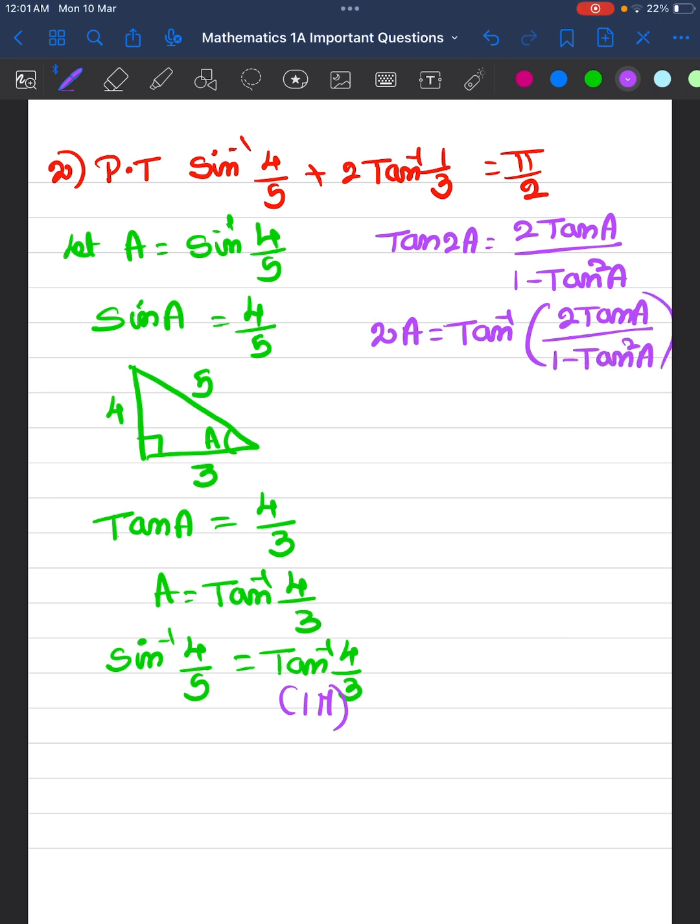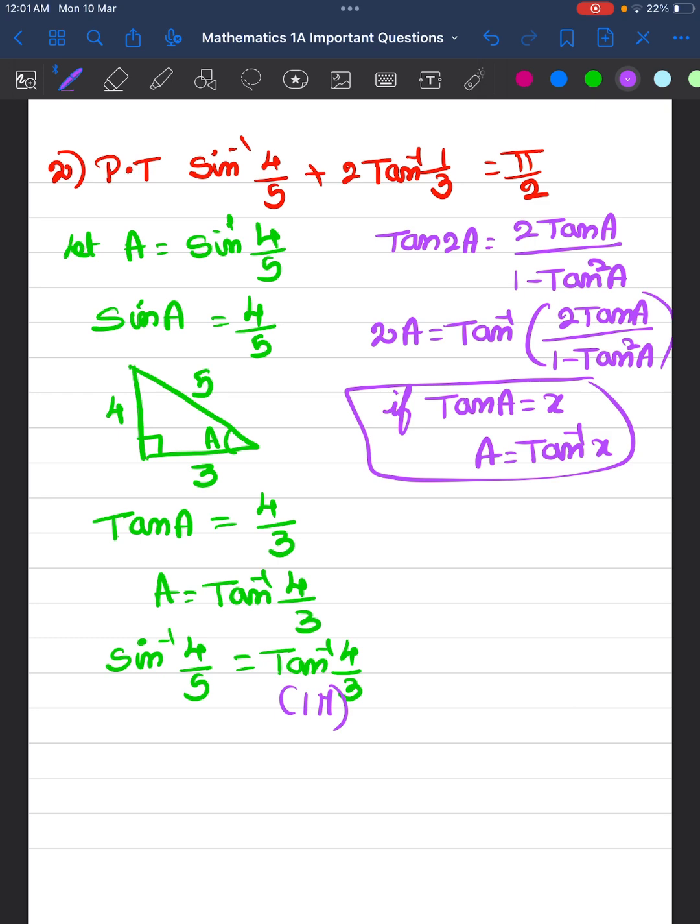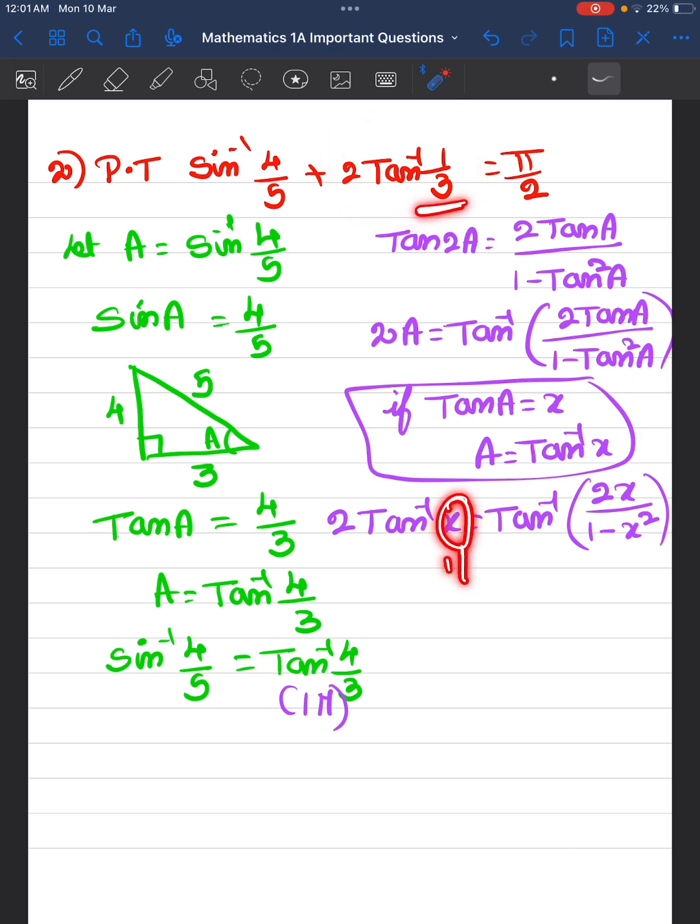So if tan A is equal to x, if I substitute tan A equal to x, A can be taken as tan inverse x here. So what happens? 2 into A, 2 into tan inverse x is equal to tan inverse of 2 tan A by 1 minus tan square A. I am replacing tan A with x, so 2 tan inverse x formula is tan inverse of 2x by 1 minus x square. Here in the question, they gave you 2 tan inverse 1 by 3. So in place of x, I need to take 1 by 3.